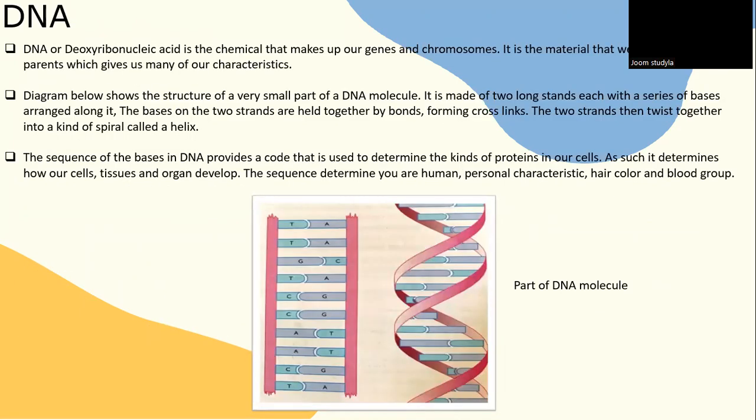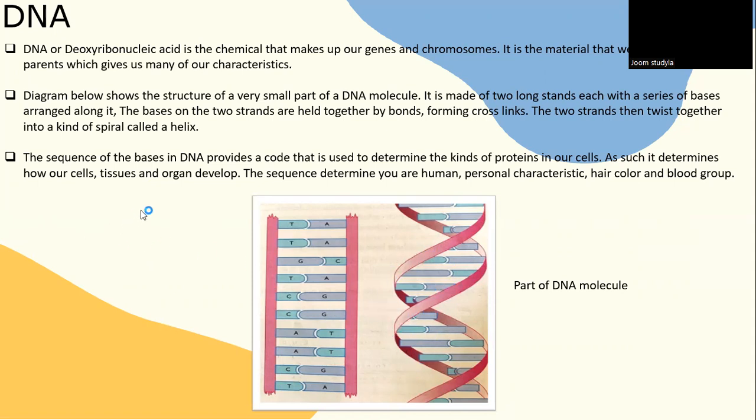DNA, or deoxyribonucleic acid, is the chemical that makes up our genes and chromosomes. It is the material that we inherit from our parents, which gives us many of our characteristics. The diagram below shows the structure of a very small part of a DNA molecule. As you can see, it is made of two long strands, each with a series of bases arranged along it. The bases of the two strands are held together by bonds, forming cross-links. The two strands then twist together into a kind of spiral called a helix.